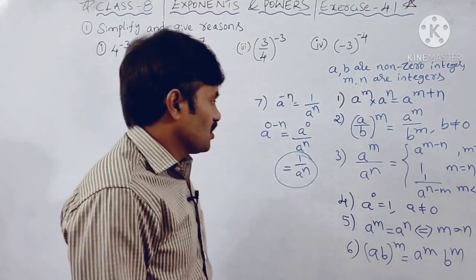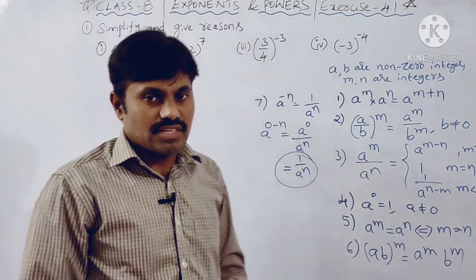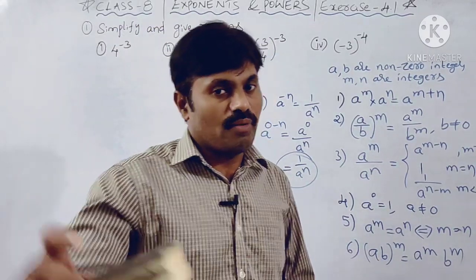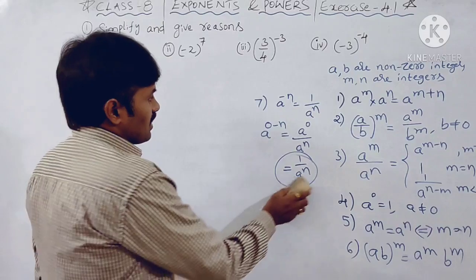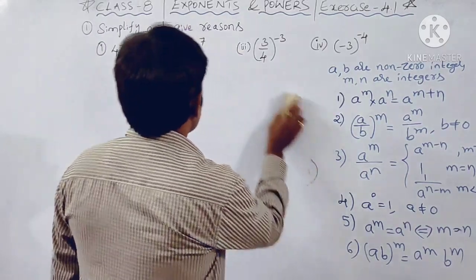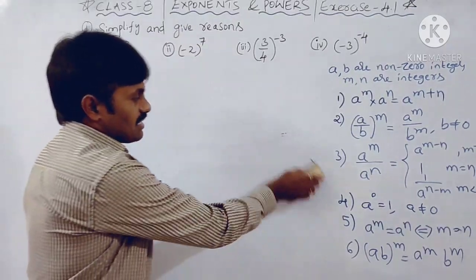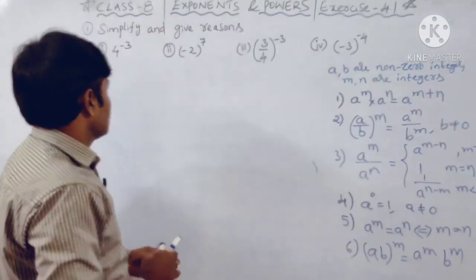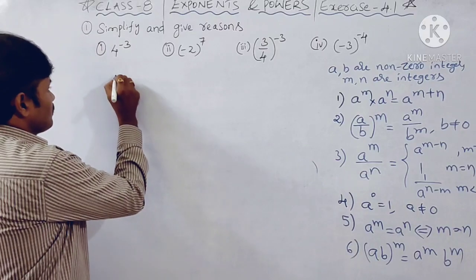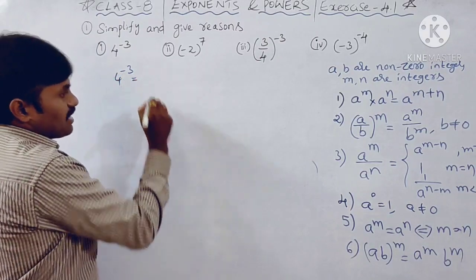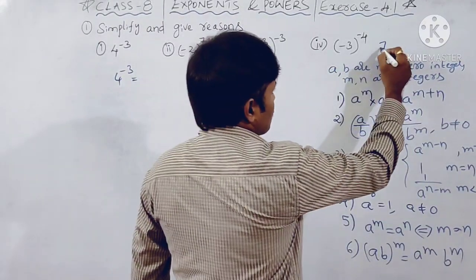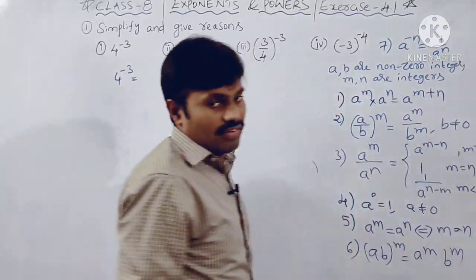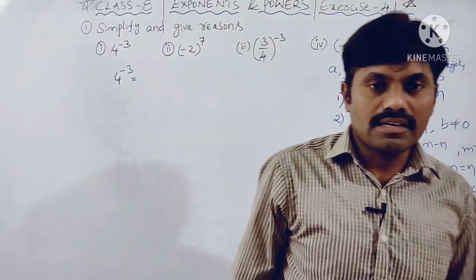Based on these laws of exponents, now we are going to solve problems in exercise 4.1. The first one is 4 to the power of minus 3. See here, we just discussed 4 to the power of minus 3, in which form? I am writing the seventh one here: a to the power of minus n is equal to 1 by a to the power of n.